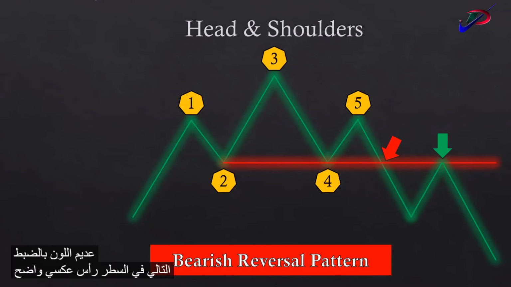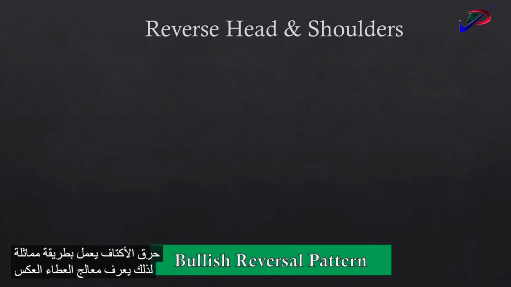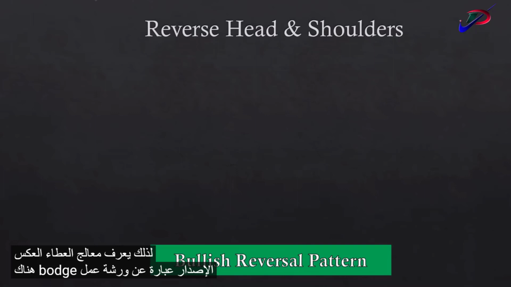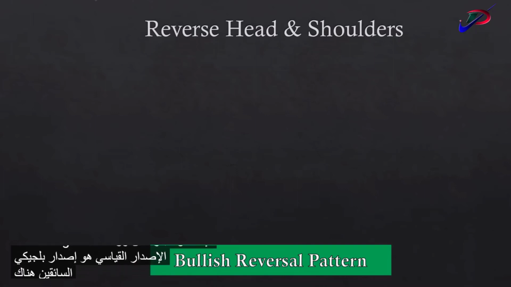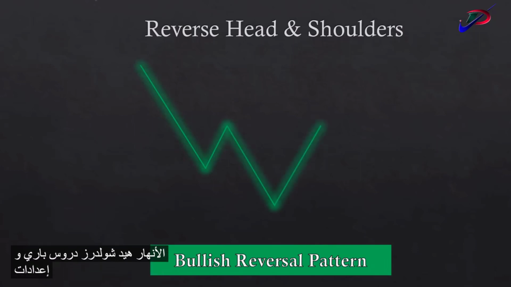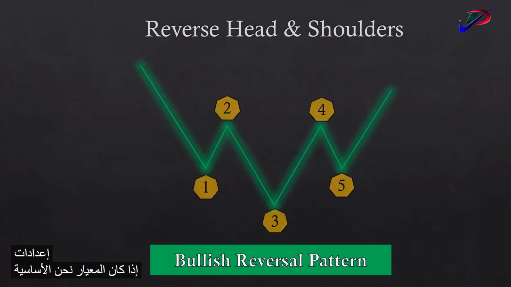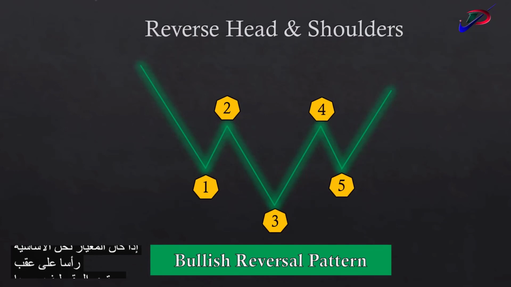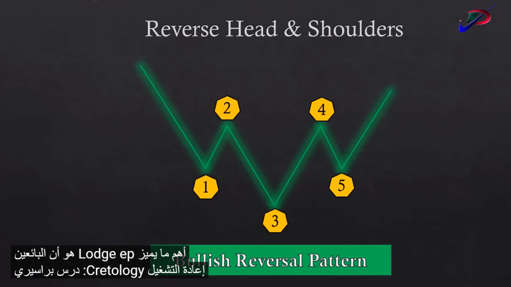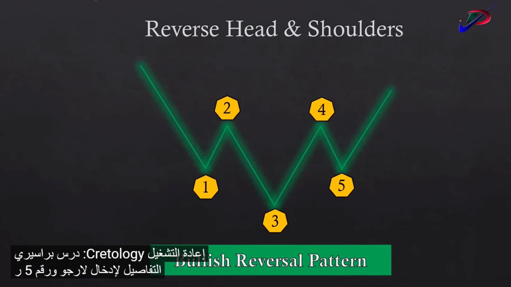Next in line we have the reverse head and shoulders pattern, which works in a similar way to the standard head and shoulders. But the reverse version is a bullish reversal pattern while the standard version is a bearish reversal pattern. The reverse head and shoulders pattern has the same configuration as the standard, but the pattern is upside down. We have a lower low followed by a higher low. The logic behind that is that sellers were able to create a low in number 3, but as they tried to create a lower low in number 5, they failed.